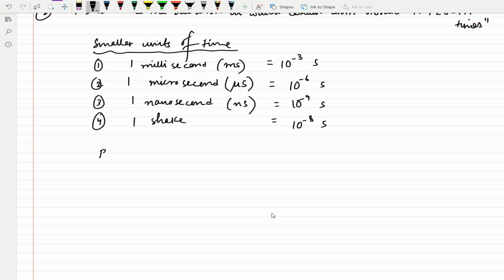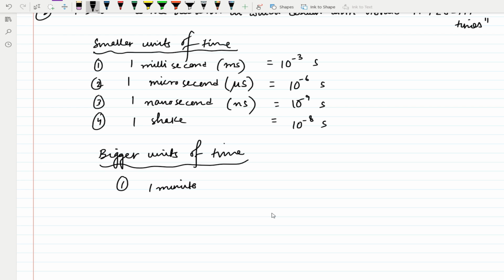Coming to the bigger units of time. Then the bigger units of time, you have 1 minute, and that is equal to 60 seconds. Next is 1 hour, and that is equal to 60 minutes. So 60 into 60 is 3600 seconds.